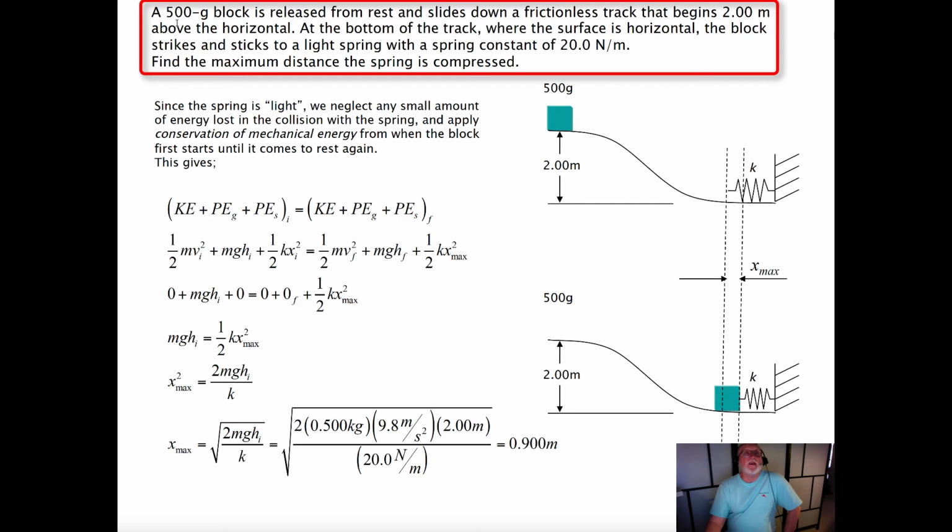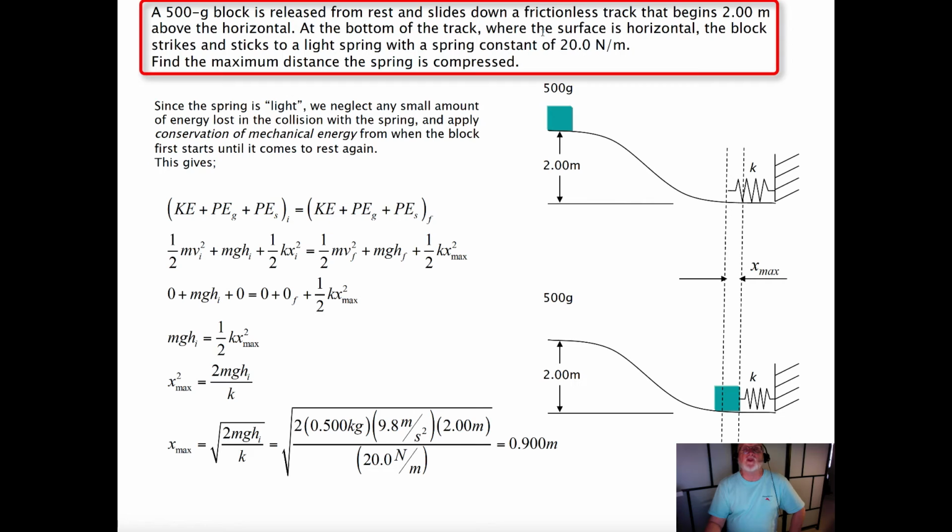In this one, we have a 500-gram block that's released from rest and slides down a frictionless track that begins 2 meters above the horizontal. So you can see we're getting set up for a potential energy problem here.